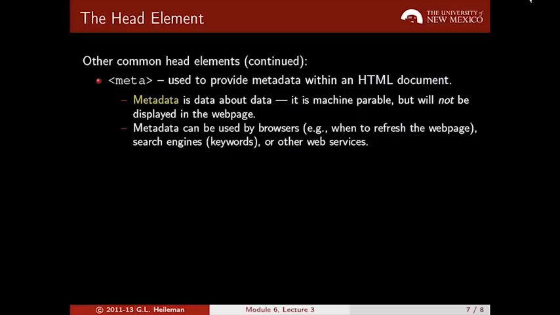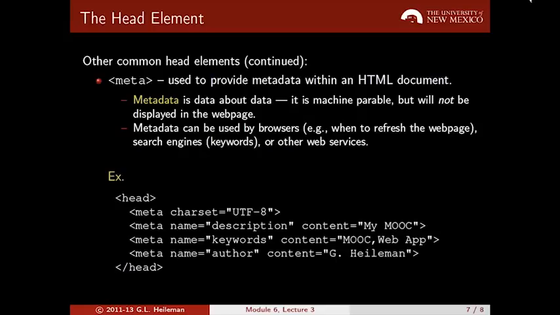Some examples: it may specify how often this web page should be refreshed. So if you've got a web page that's constantly providing new information, you may want to say that the web page has to be updated every few minutes. And you can also specify keywords as a part of your metadata. These keywords can be used so that other websites, like Google or others, can figure out what's in your web page by looking at those keywords.